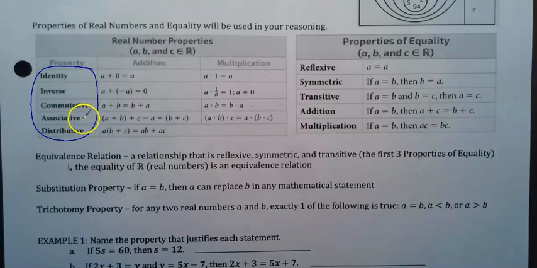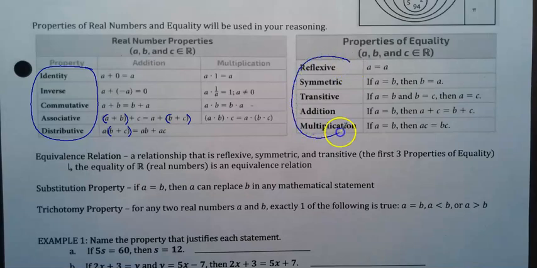The associative is where we just change our groupings. A and b were grouped together, we changed it to group b and c together. The distributive property is when we have a times the quantity b plus c, and we change it to be ab plus ac. So you know all these properties, but we're going to have to use them and state them as some of our reasons. Now, the properties of equality.